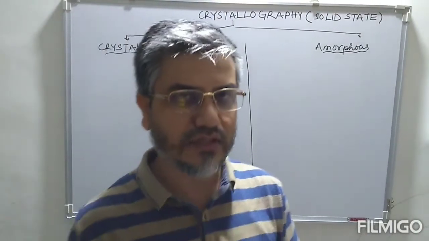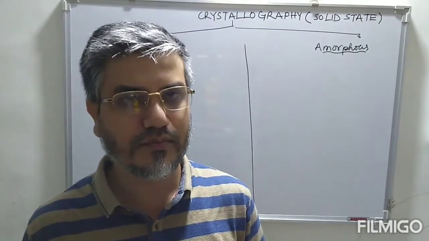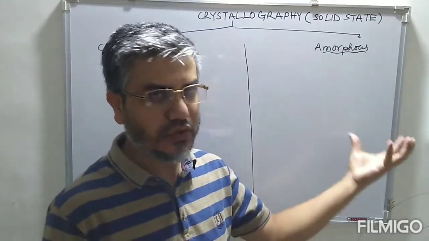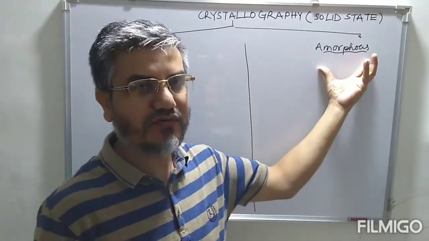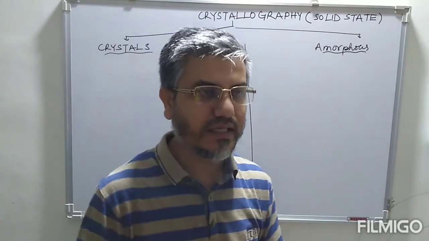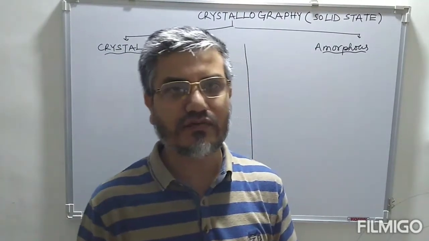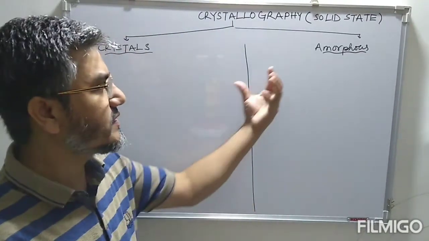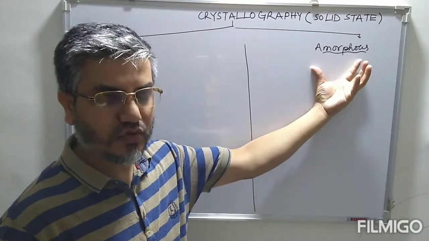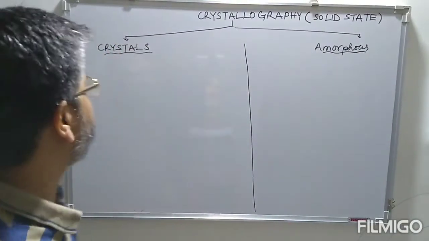If the arrangement of the constituents is irregular, then we say this is amorphous solid. So basically, in a crystalline solid, there is a regularity in the arrangement of the constituents of the solid, whereas in case of amorphous, there is no regular arrangement.